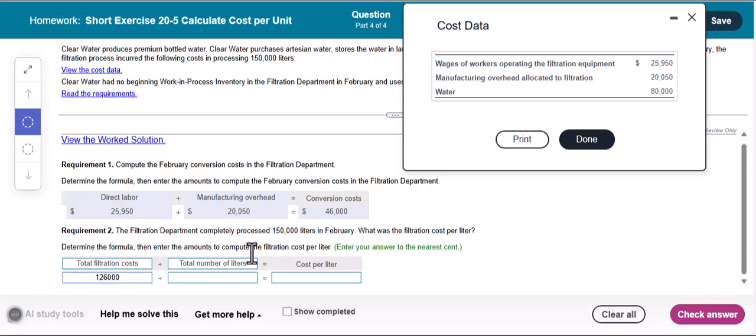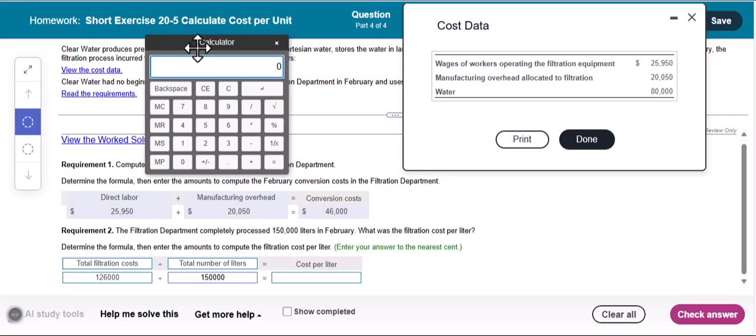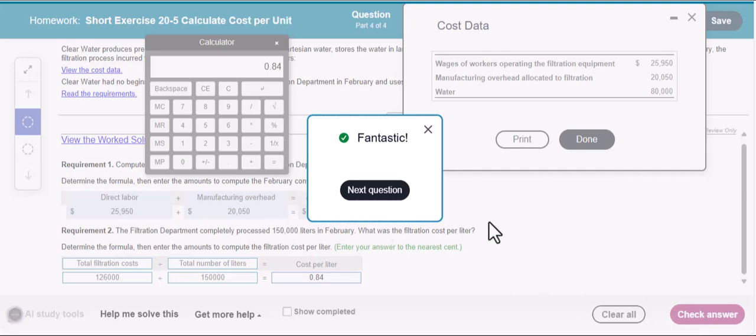And then divide this by the total number of liters, and that's given to us here for 150,000. So we can copy paste if it would allow us. Looks like not at the moment. And let's grab our calculator then and take 126,000 divided by 150,000 liters produced in February. So that is going to give us a cost per liter of 84 cents. So we'll put 0.84. So again, that's the cost of 84 cents per liter. So they better be charging something higher than that in order to turn a profit there. So let's go ahead and check answer, and then fantastic.